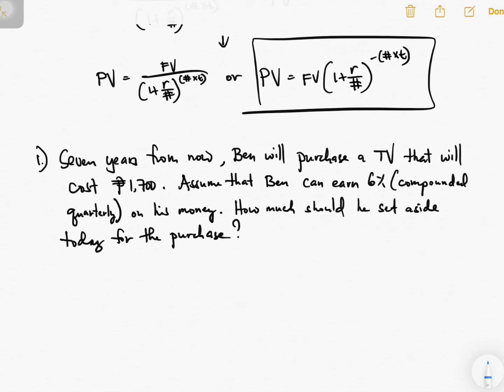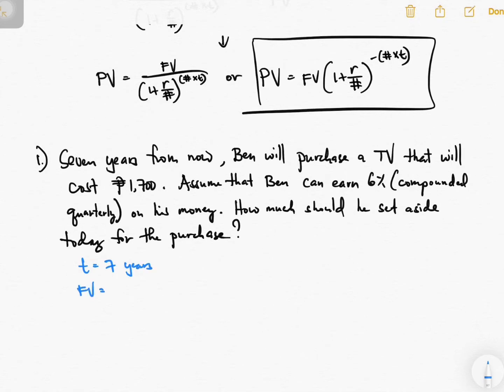Let's try this one. 7 years from now, Ben will purchase a TV that will cost 1,700 pesos. Assume that Ben can earn 6% compounded quarterly on his money. How much should he set aside today for the purchase? First, we write the given. So your time here is 7 years.